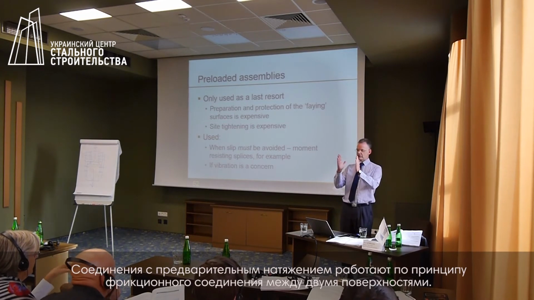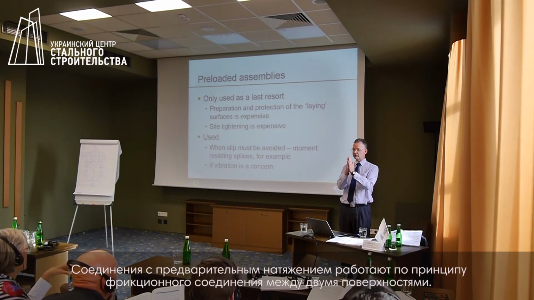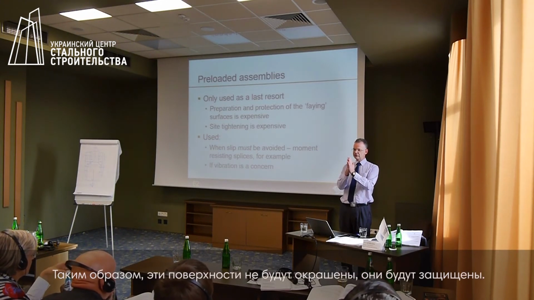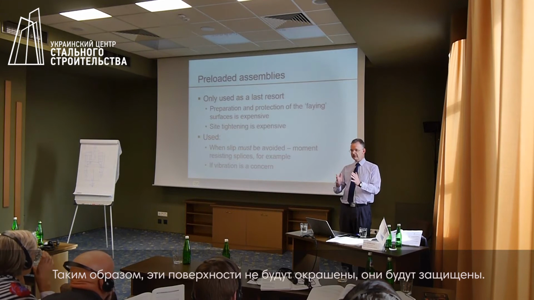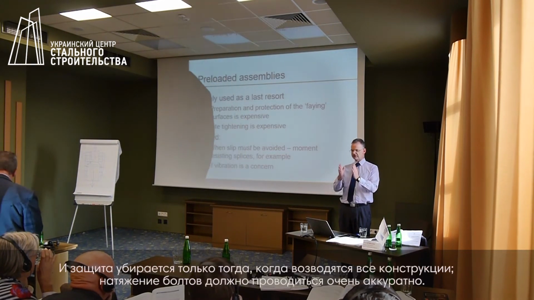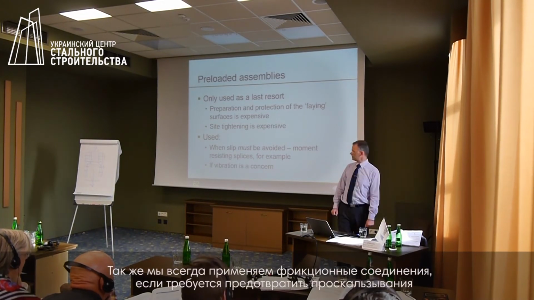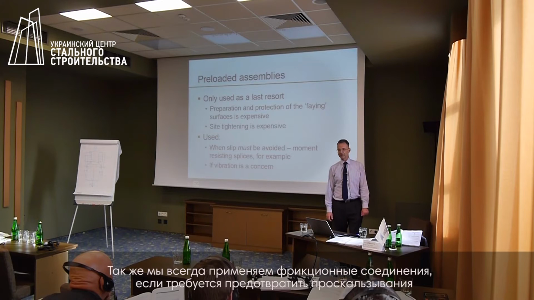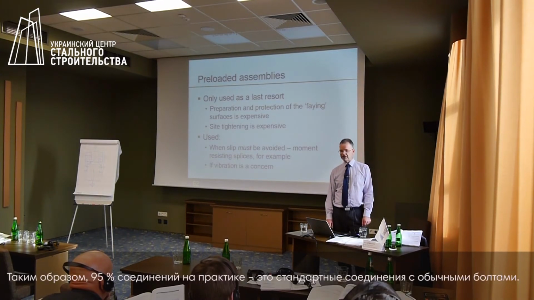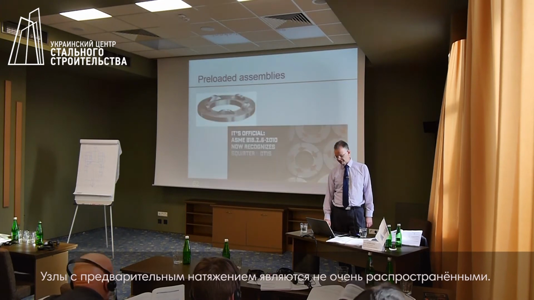So preloaded bolts work by clamping surfaces together, and they work on the principle of friction between those two surfaces. So the two surfaces will be shot blast, they will not be painted, they will be protected. The protection will only be removed as the steel is erected, and then the bolts have to be tensioned in a very careful way. The only times that we would use friction grip connections are when slip must be avoided. So for us, 95% of connections are ordinary bolts in clearance holes. Friction grip connections are relatively uncommon.